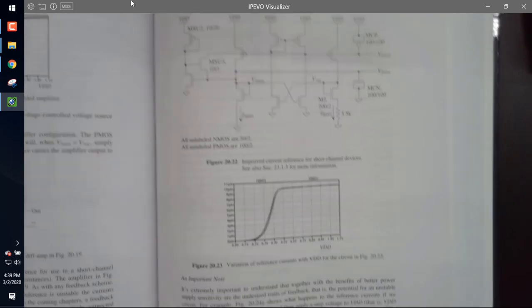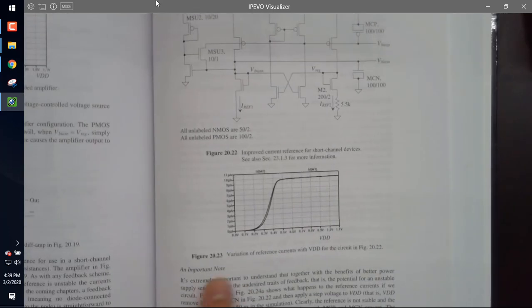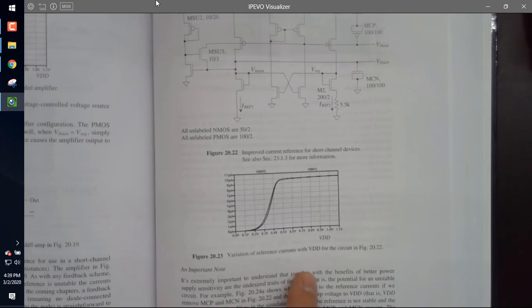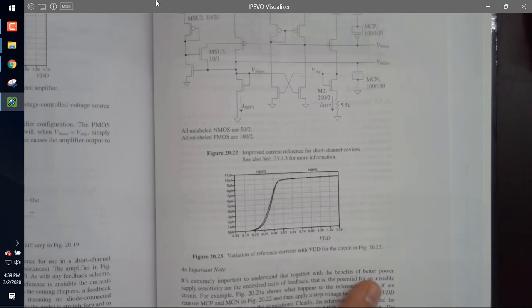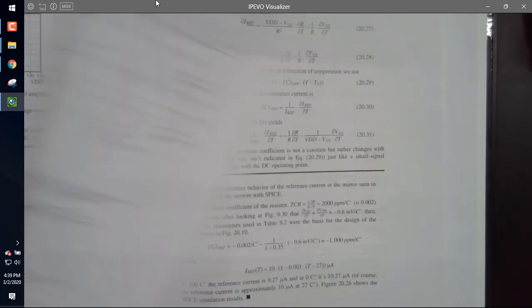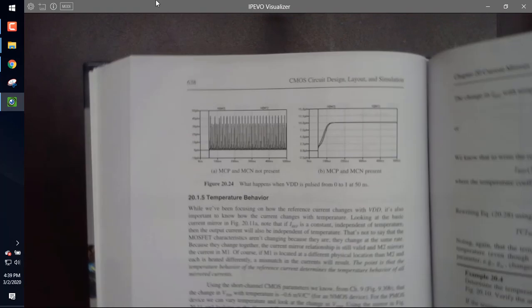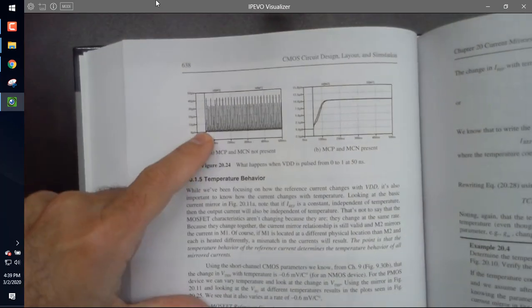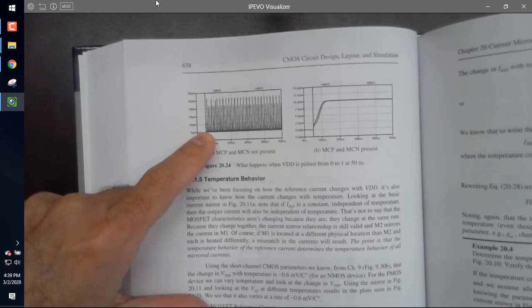See right here where it says an important note. It's extremely important to understand that together with the benefits of power supply sensitivity are the undesired traits of feedback, that is, potential for an unstable circuit. Okay? And you can go simulate this on your own, where without that capacitor slowing things down, you get a current that looks like this.